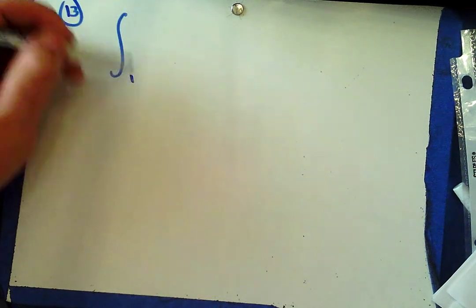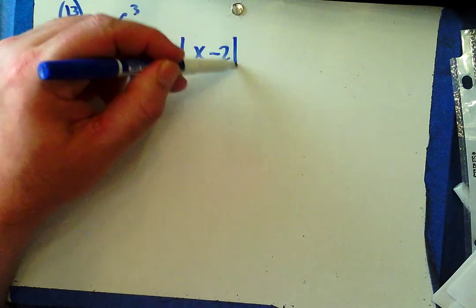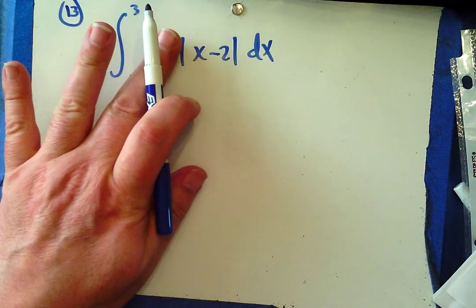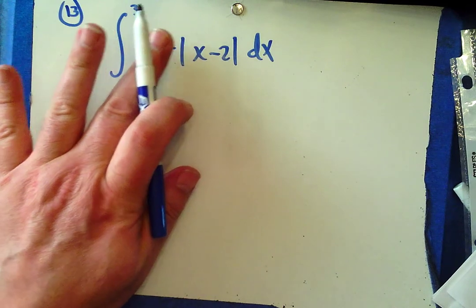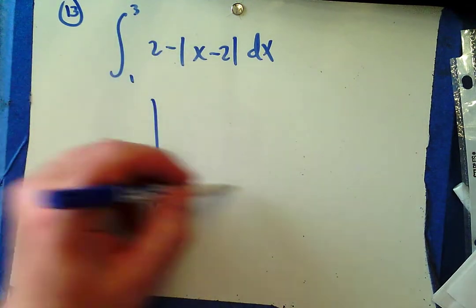Okay, 13, integrate an absolute value. No way am I doing that by hand. This is a situation where I appeal to the graph. So let's think about this. This is absolute value shifted right 2 and flipped upside down and shifted up 2.